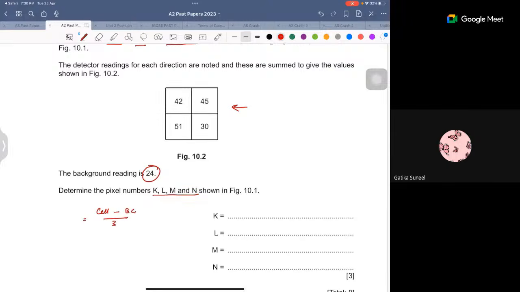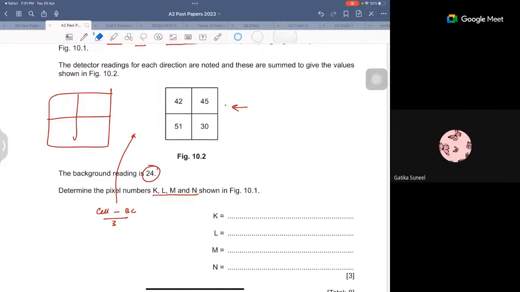This is when going from the detector readings to the original one. If you go from this to this, you use cell minus background divided by 3. And if you go from this to this, you do this value times 3 plus background, right? Yes, something like that. Anyway, let's do this.